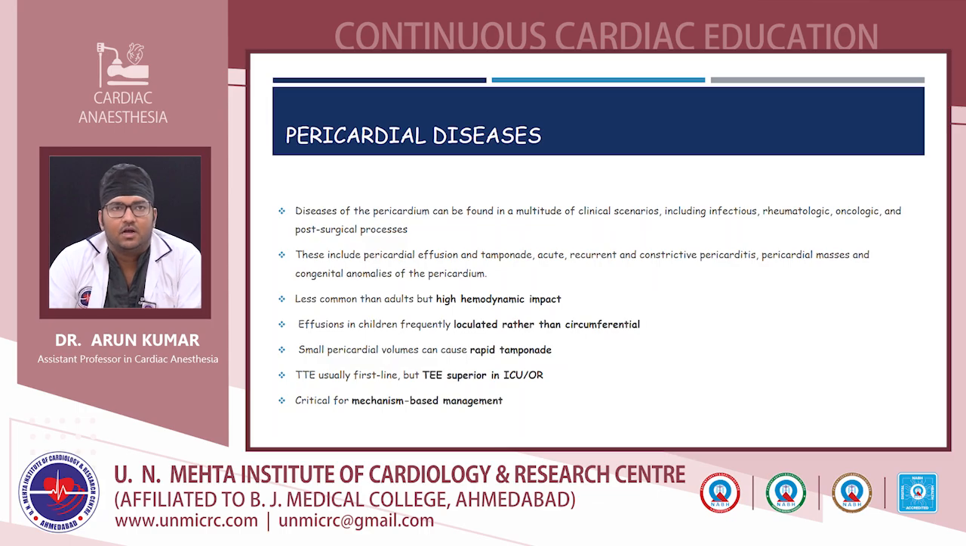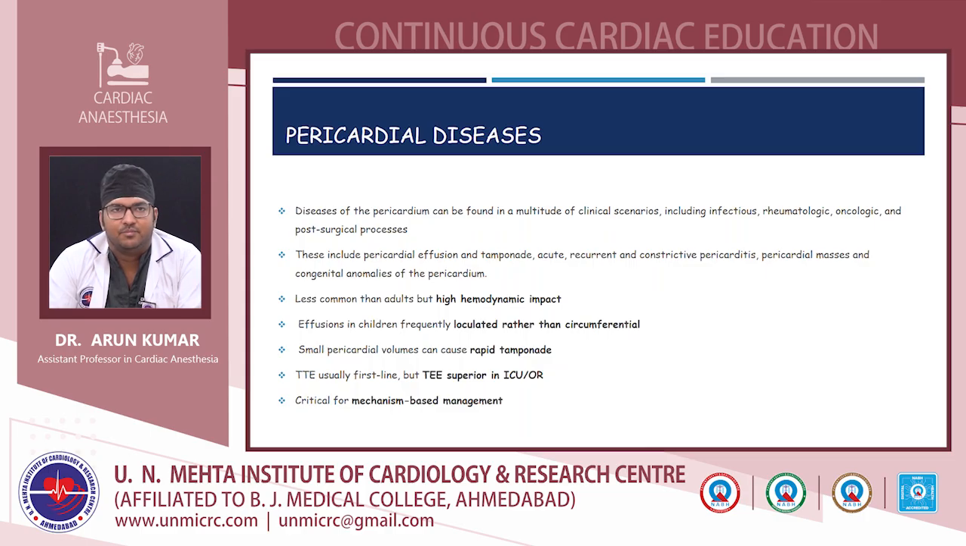Disease of the pericardium can be found in a multitude of clinical scenarios, including infectious, rheumatic, oncologic and post-surgical processes. These range from pericardial effusion to tamponade, acute recurrent pericarditis and constrictive pericarditis, pericardial masses and pericardial tumors. Pericardial disease is less common than in adults, but it causes high hemodynamic impact. Effusions in children are frequently loculated rather than circumferential, and even a small pericardial volume can cause rapid tamponade in children.